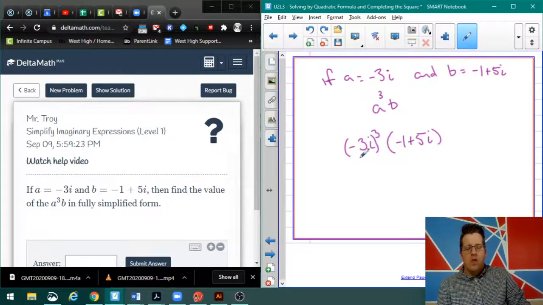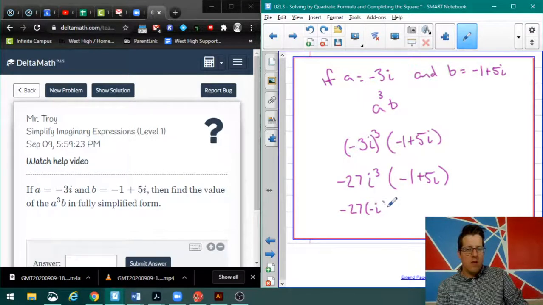Okay, so this is negative 3 cubed, which is negative 27, times i cubed. And then I'll distribute that in a second. So i cubed is the same thing as the opposite of i. So this is really negative 27 times the opposite of i times, you know, stuff.